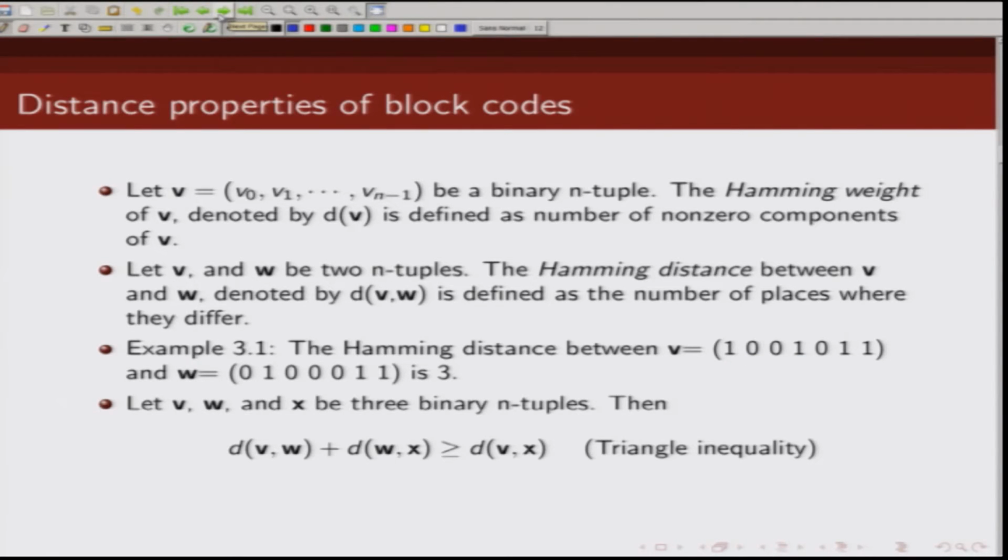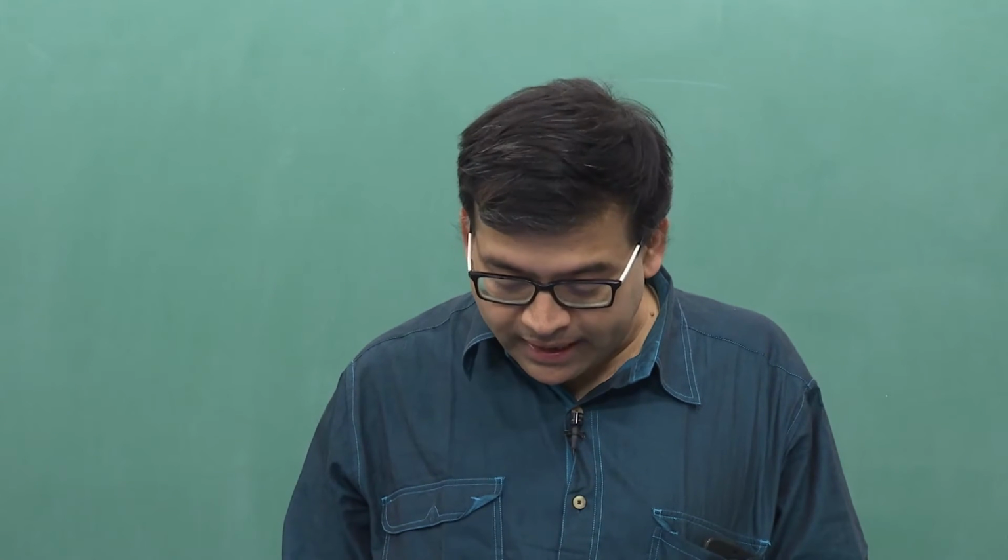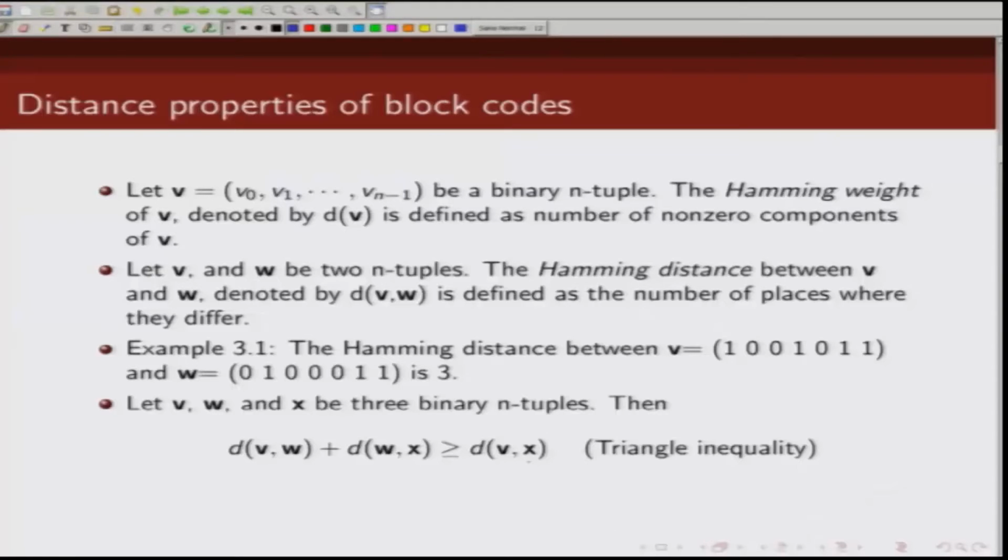Now, if V, W, X are 3 binary n tuples, then the Hamming distance between V and W, the Hamming distance between W and X, and the Hamming distance between V and X satisfy an inequality, which is known as the triangle inequality. So, what is the triangle inequality? The Hamming distance between V and W plus the Hamming distance between W and X is greater than or equal to the Hamming distance between V and X.